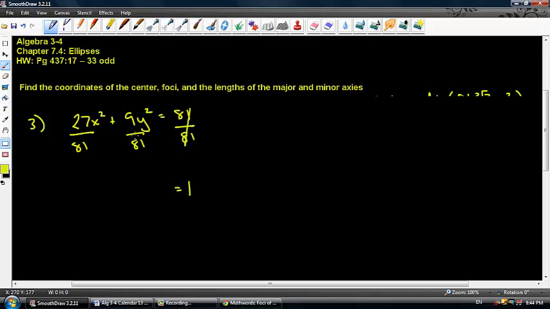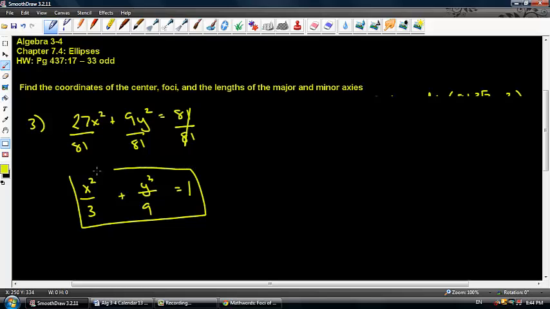So 1 is going to equal 9 over 81 is y squared over 9. 27 over 81 is x squared over 3. So now we've got our equation of the ellipse. Let's do what we've always done. We're going to find the center. The center's at 0, 0.